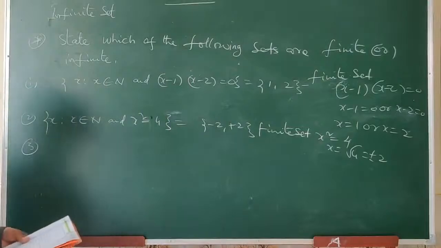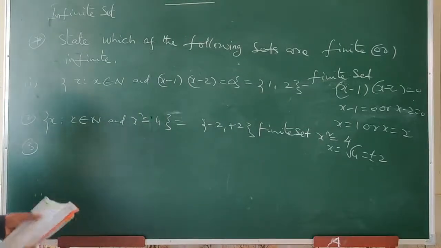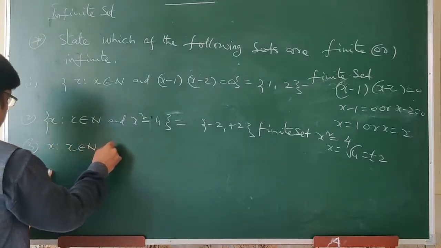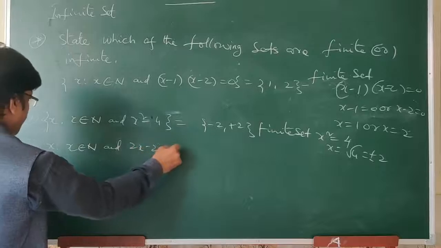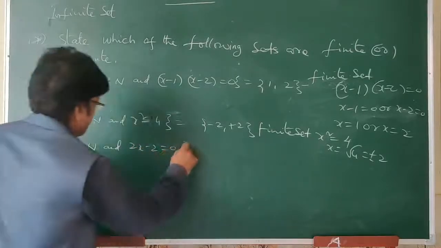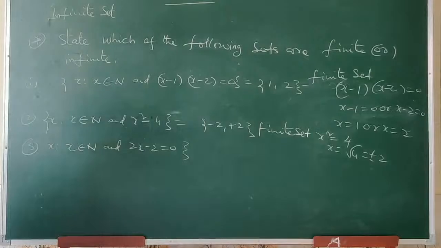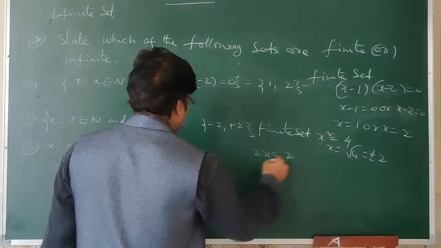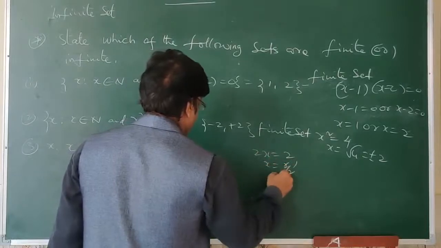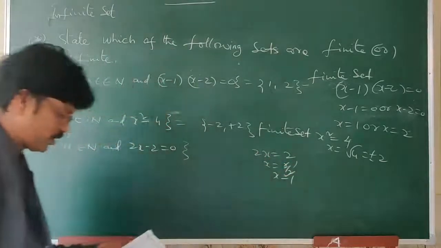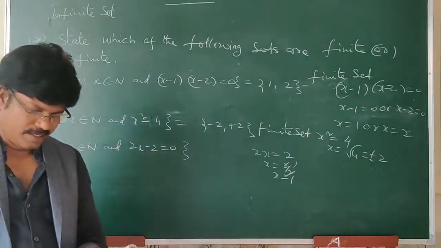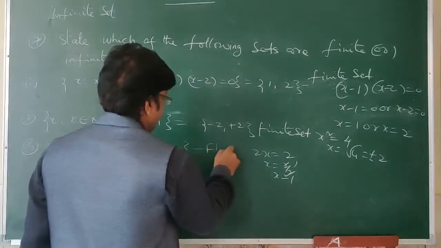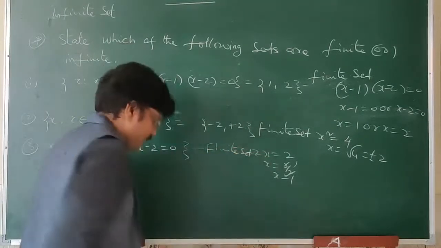Third one, x such that x belongs to N and 2x minus 2 equals 0. 2x equals 2, x equals 2 by 2, so x equals 1. This is also a finite set. Next, the fourth one.